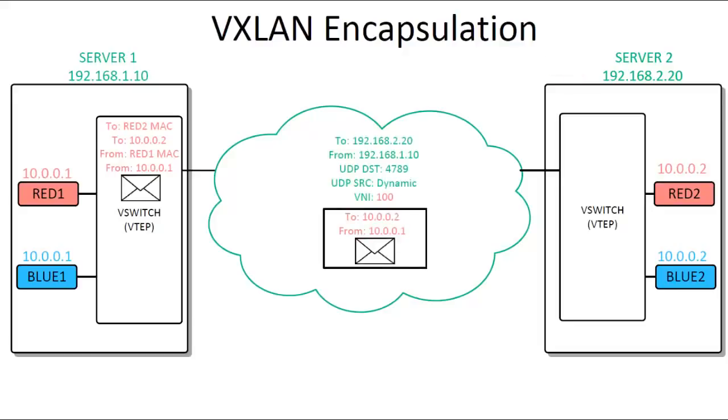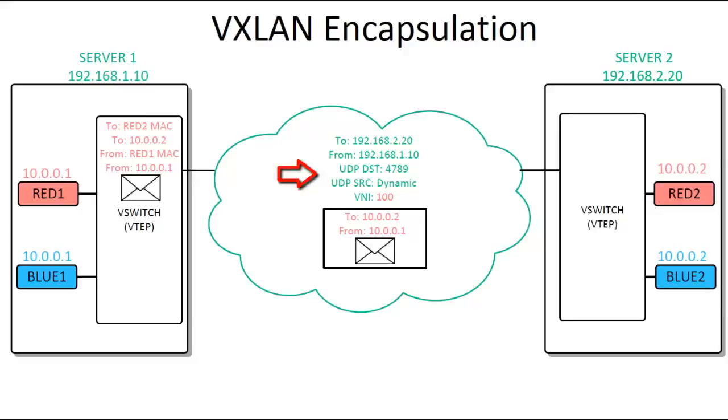Let's start with the outermost headers and work in. First there is the outer layer 2 header, which is not shown here but is dependent on layer 3 hops in the underlay network. Next there is the layer 3 outer header with a destination IP of 192.168.2.20, the VTEP on server 2. The source IP is 192.168.1.10, the VTEP of server 1. After layer 3 is a layer 4 UDP header with a destination port of 4789, which has been reserved by the Internet Assigned Numbers Authority for VXLAN.